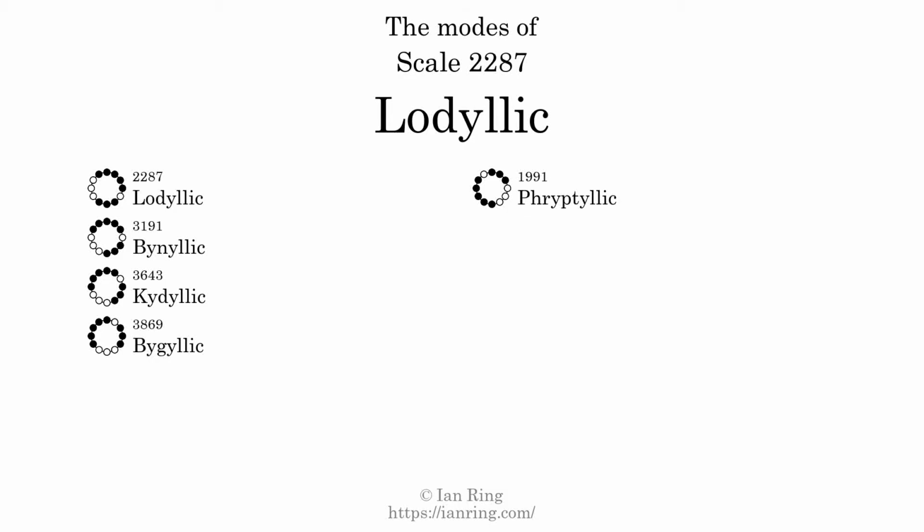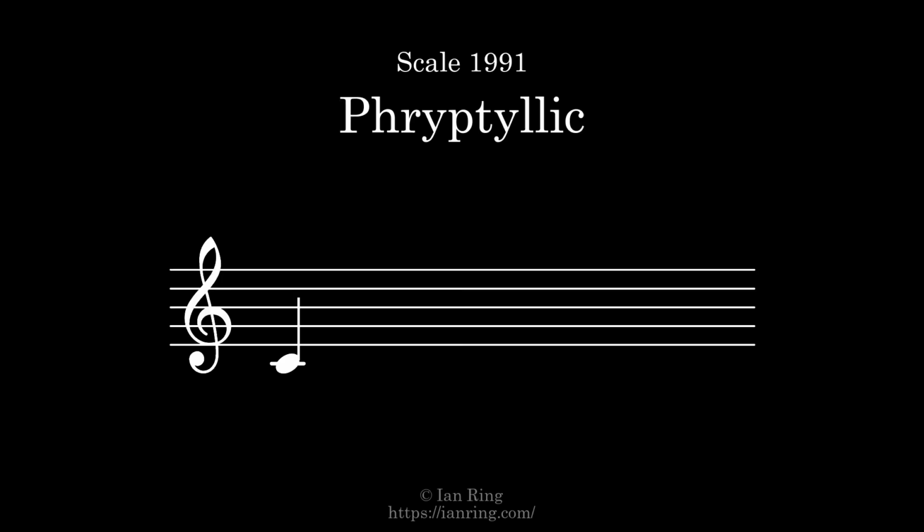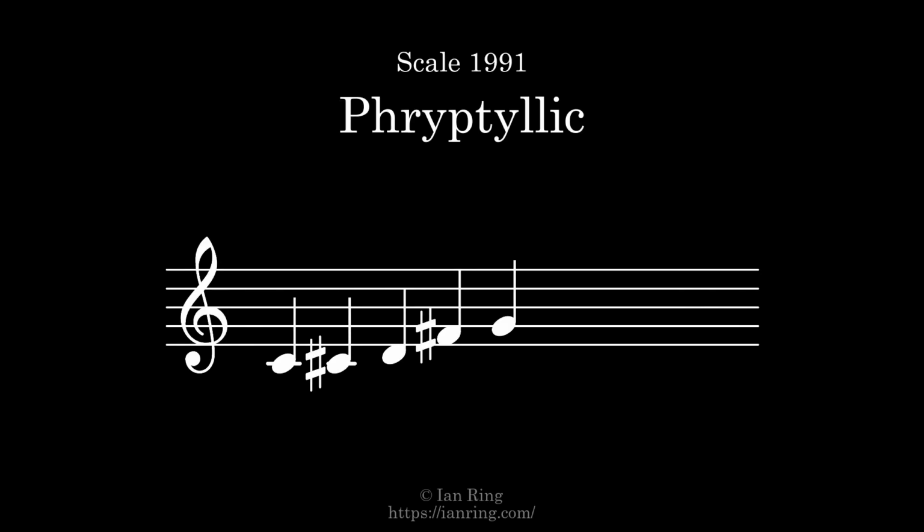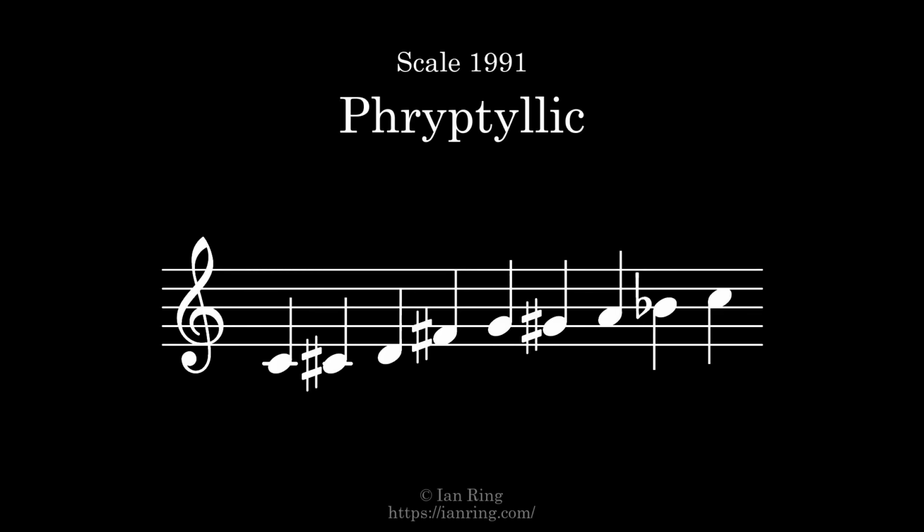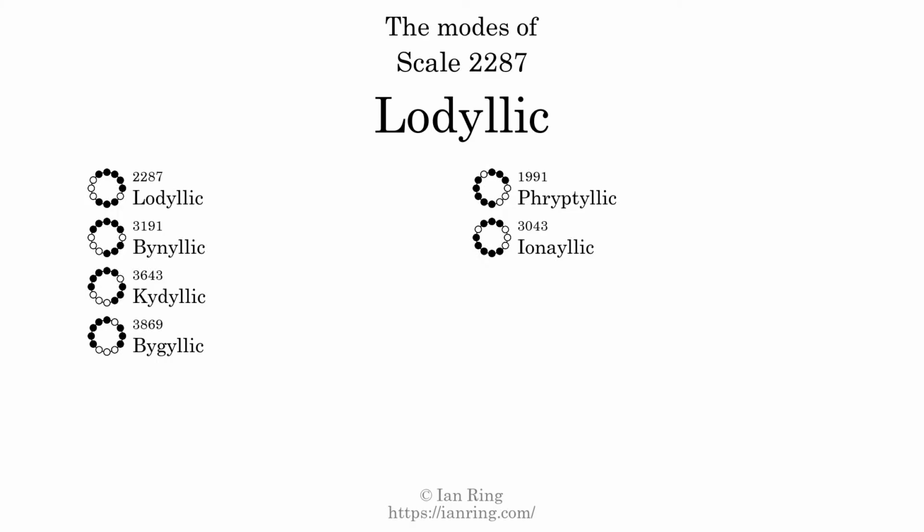The fifth mode is scale 1991, also known as Lodyllic. It sounds like this. The sixth mode is scale 3043, also known as Lodyllic. It sounds like this.